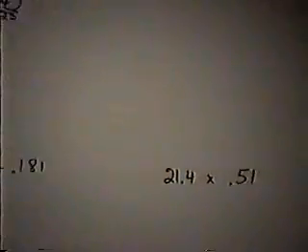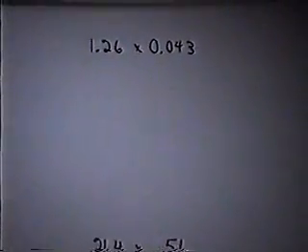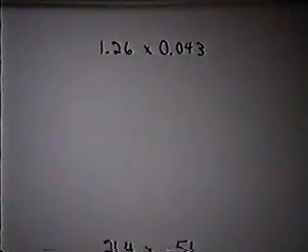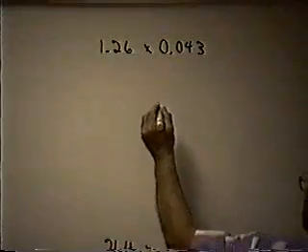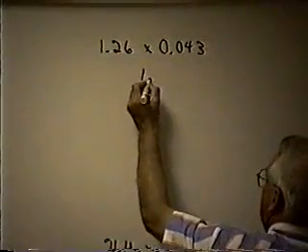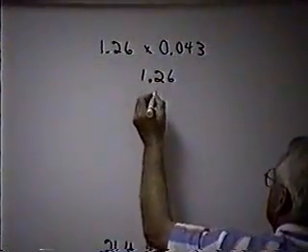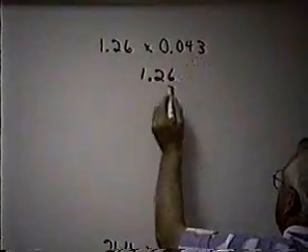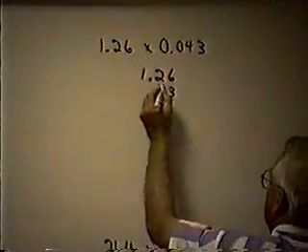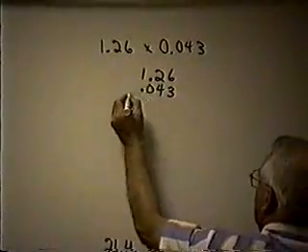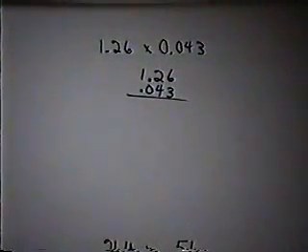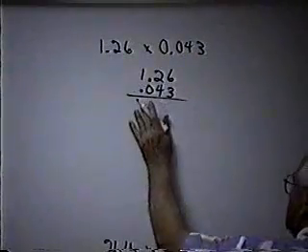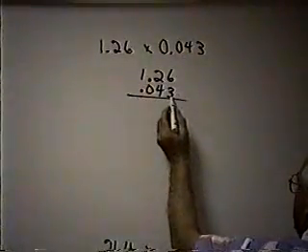Now let's look at the concept of multiplying decimals and dividing. So let's take this first. So what I would do is write down 1.26, and then the way you line this up is the last digit here goes under the last one here. And you multiply. Now forget about the decimal, just multiply numbers like you do regular multiplication.